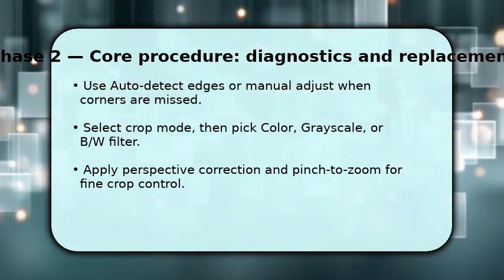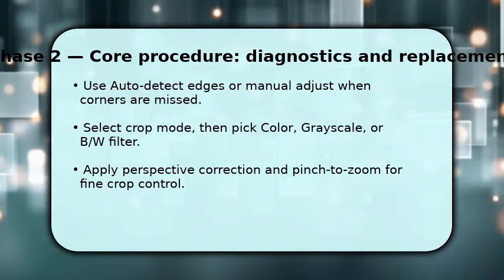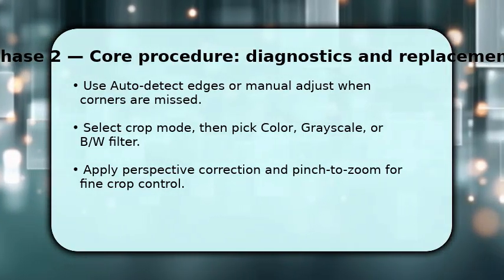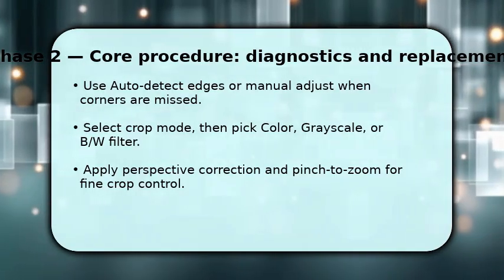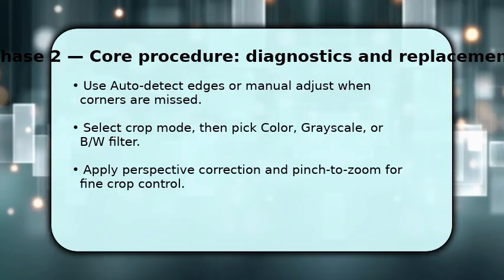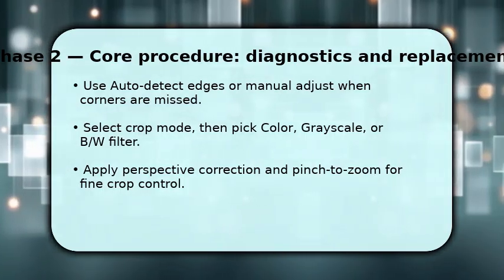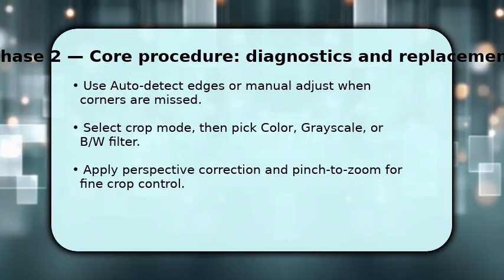Next, choose a filter. Color for photos, grayscale for mixed content, or B/W for high contrast documents. Use the perspective correction tool to flatten the page visually and pinch to zoom to inspect details. When satisfied, tap Save. You finish by saving and exporting.